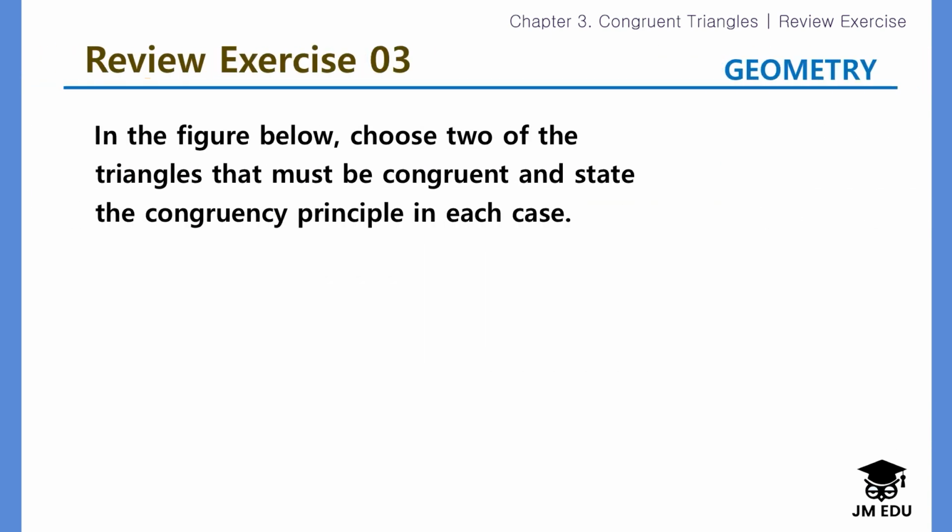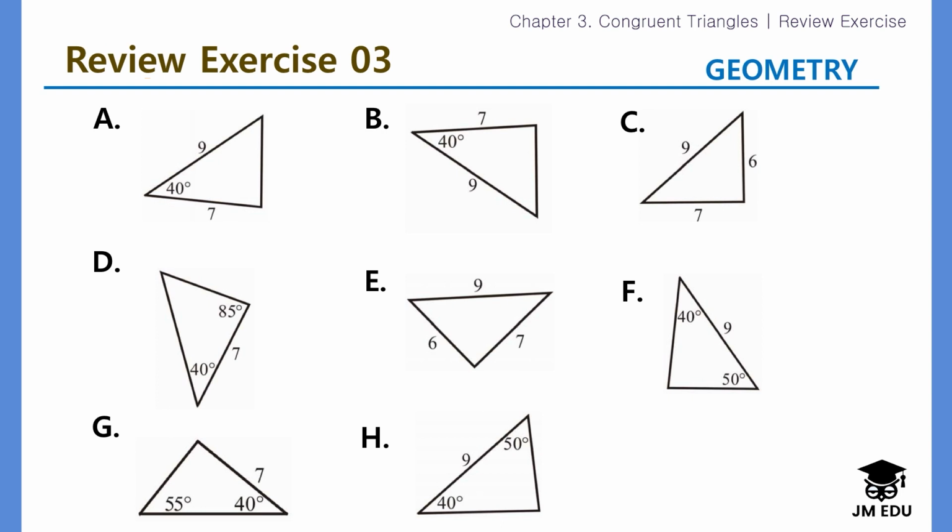Number 3, in the figure below, choose two of the triangles that must be congruent and state the congruency principle in each case. Here we have a figure, we have 8 triangles, A through H. So let's start with A. A has side 9, angle 40, side 7. So that's side angle side, SAS.